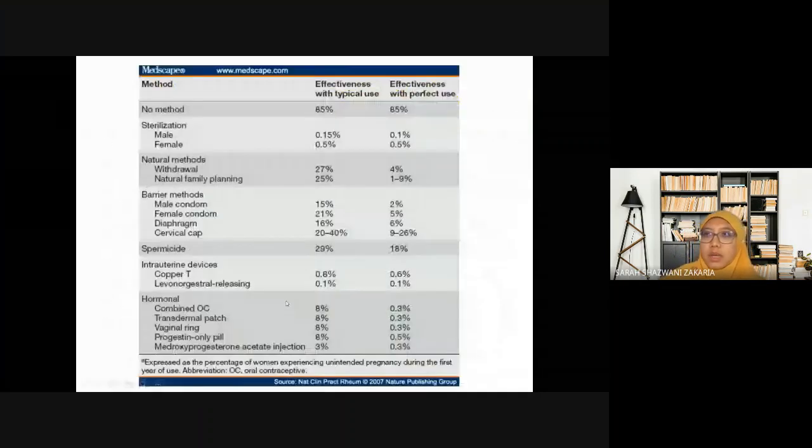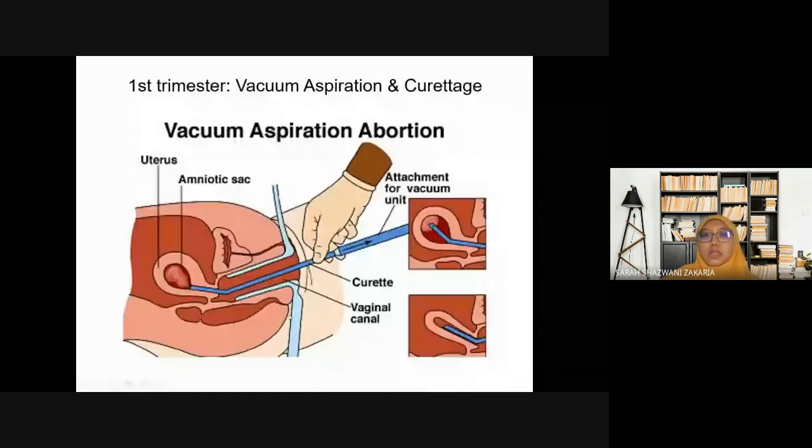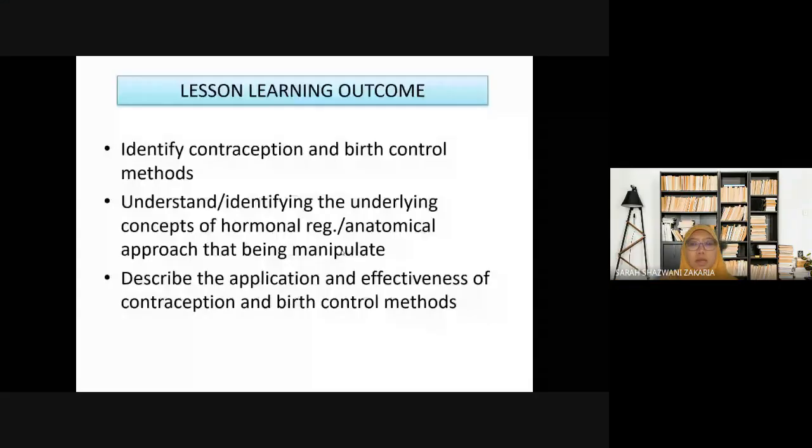I hope by now the learning outcomes are met: identify contraception or birth control methods to be applied at certain cases, then understand the underlying concept of hormonal regulation or anatomical approach that is being manipulated by the birth control approach here. Okay, describe the application and effectiveness of contraception and birth control methods.